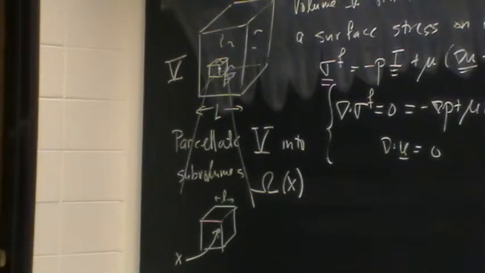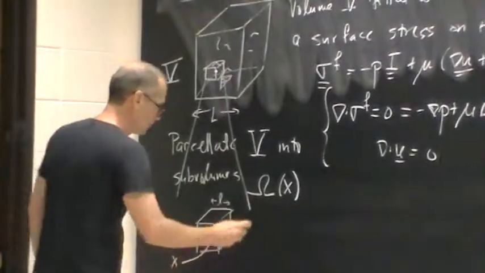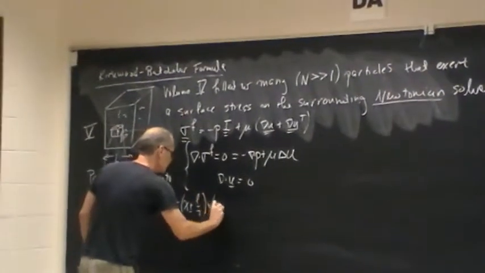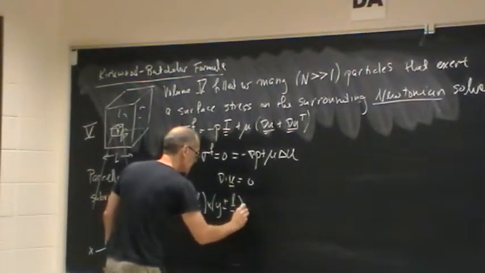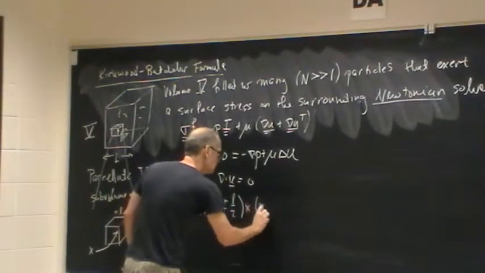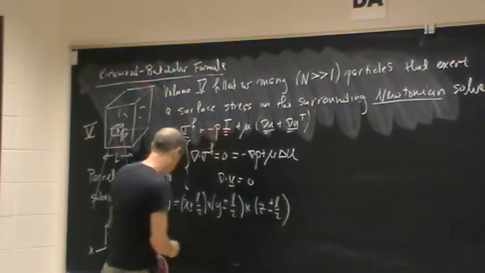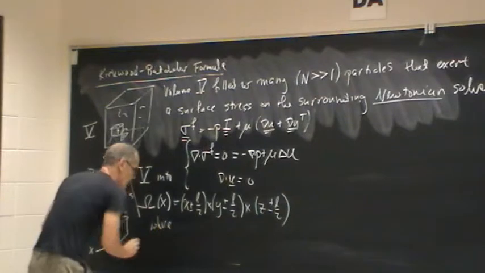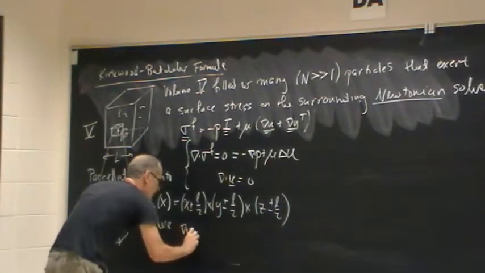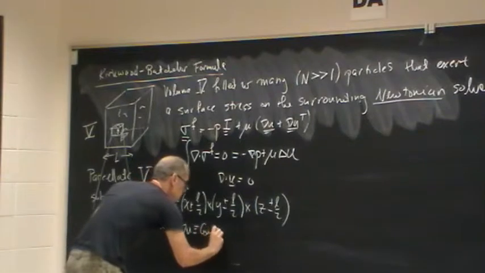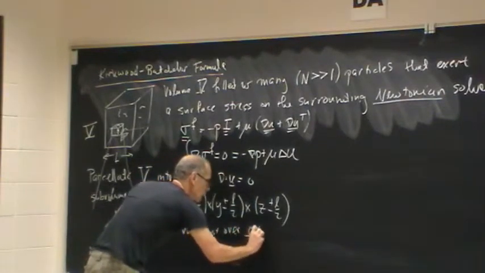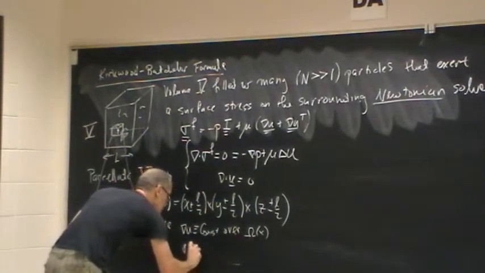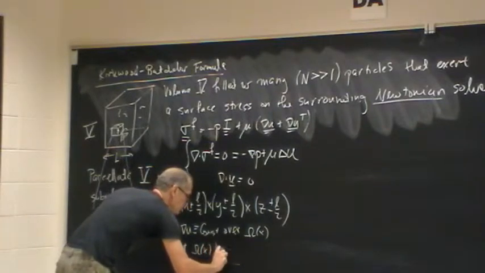So I parcellated this into subvolumes, so I'll write this as x plus or minus L over 2 cross y plus or minus L over 2. So it's just an x-centered box. Okay? Where grad u is a constant over omega of x for any x that I choose, and omega of x has many particles.